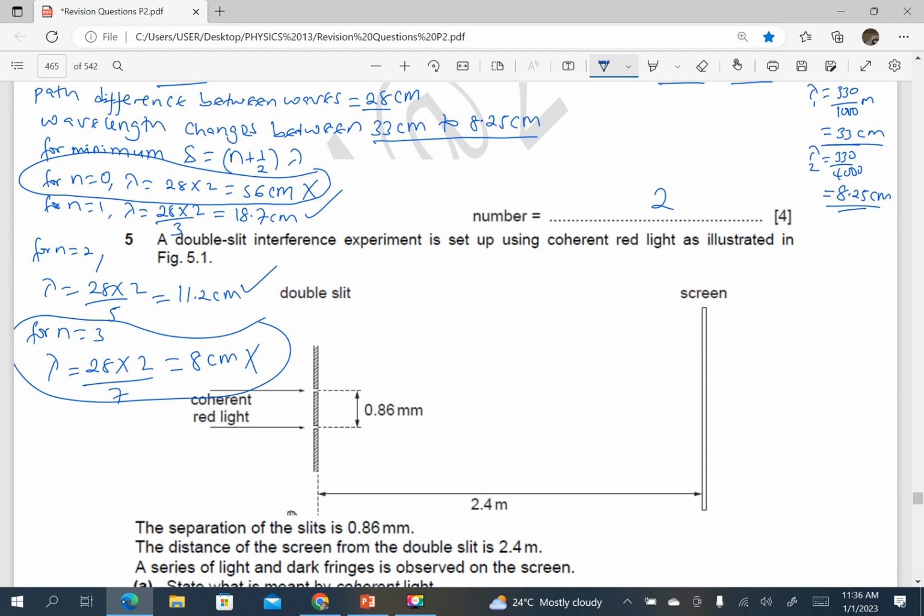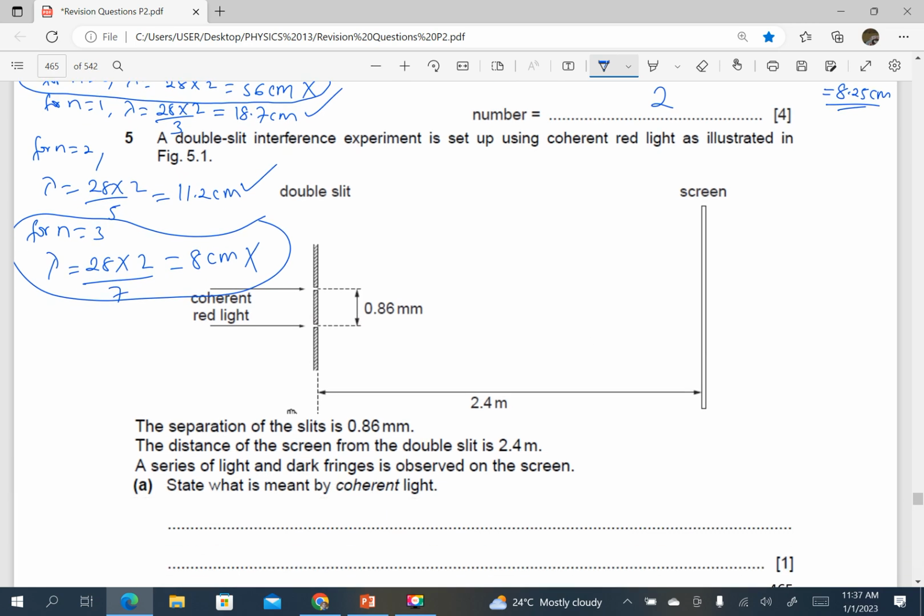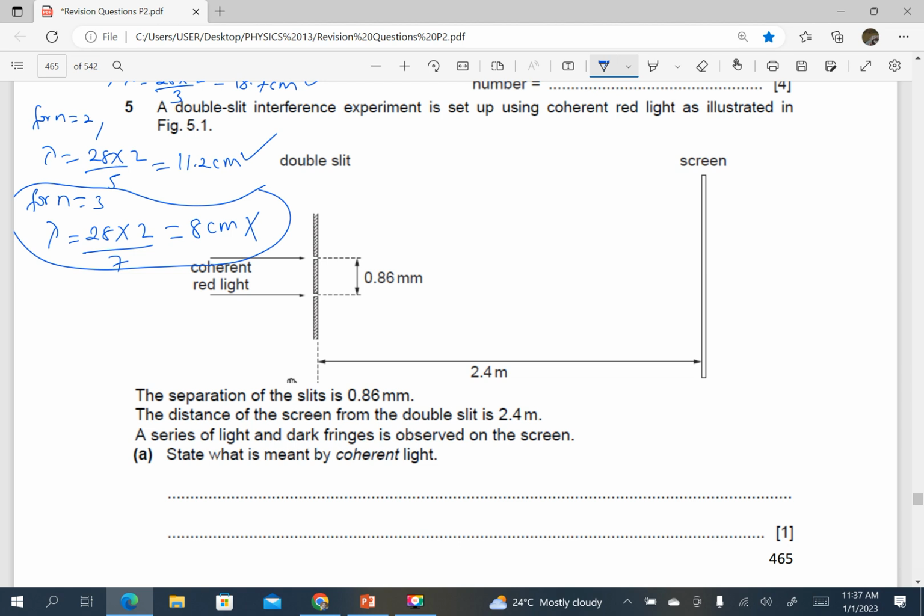A double slit interference experiment is set up using a coherent red light as illustrated in the figure. Coherent red light. So we have a double slit here. And if it is a double slit, the first thing to come into your mind is Young's double slit equation: lambda is equal to ax divided by D.